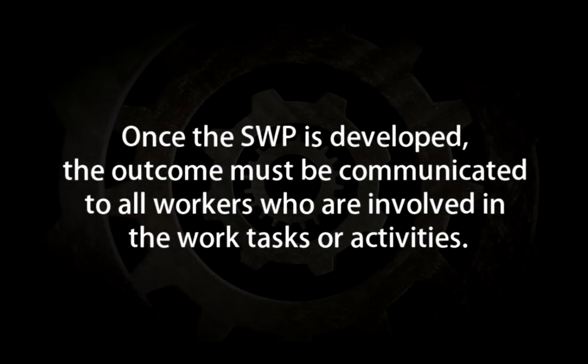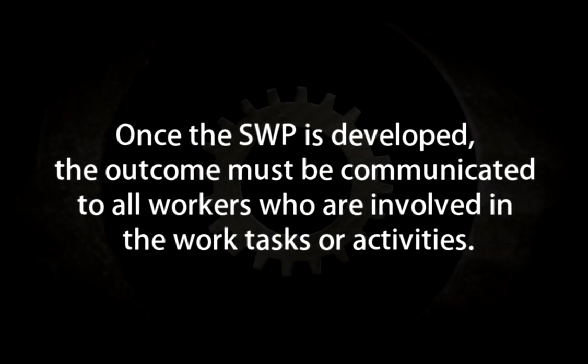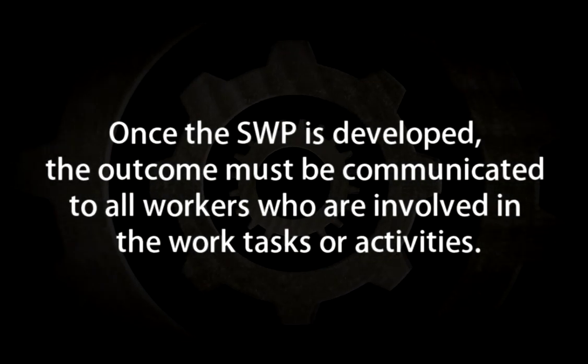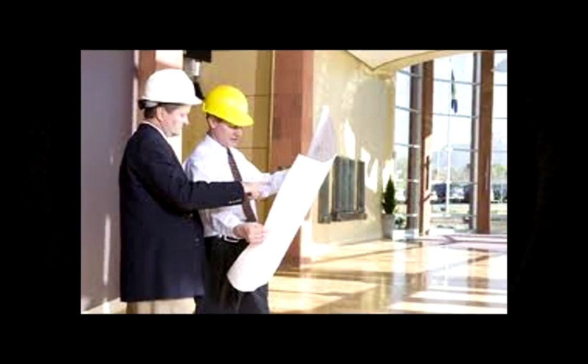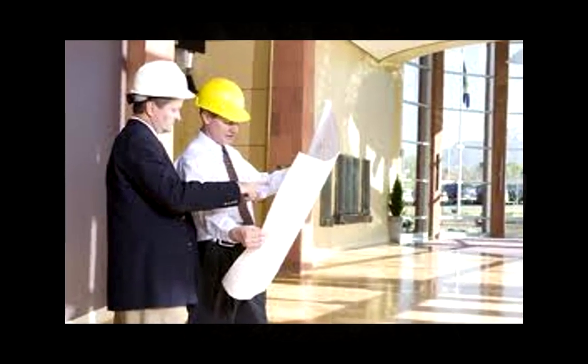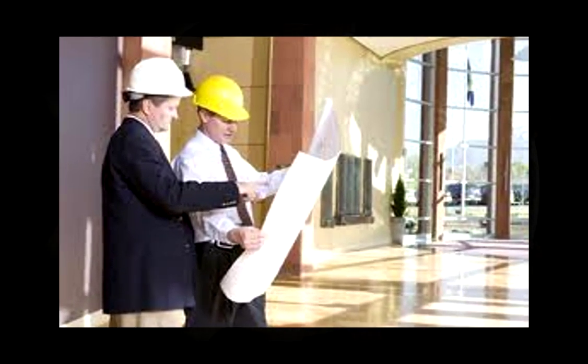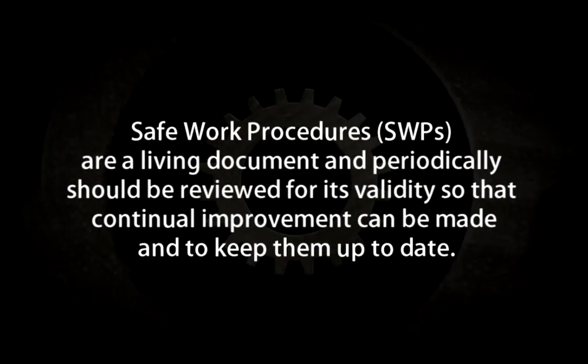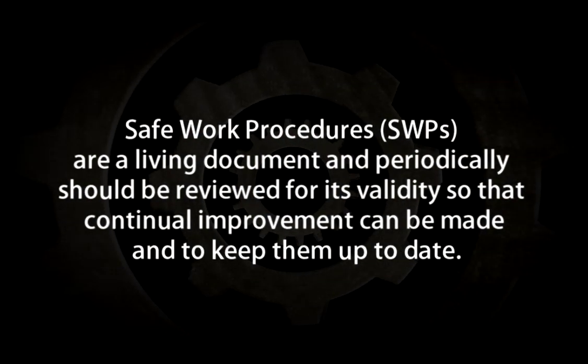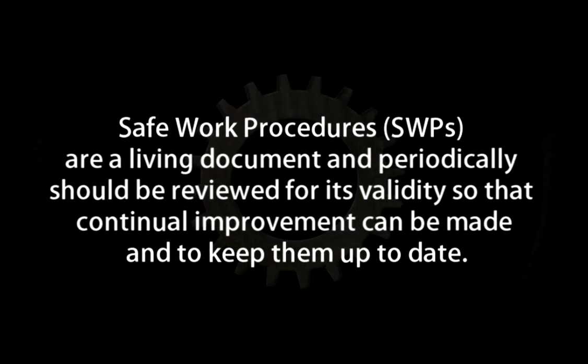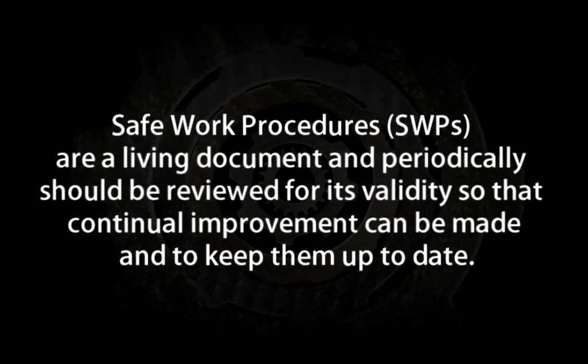Once a safe work procedure is developed, the outcome must be communicated to all workers who are involved in the work tasks or activities. Management must find prudent and acceptable ways to communicate these to the workers and their importance. Finally, it's vital to note that safe work procedures or SWPs are a living document and periodically should be reviewed for their validity so that continual improvement can be made and to keep them up to date.